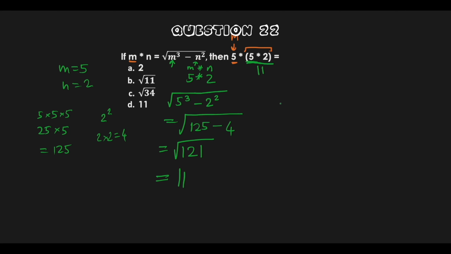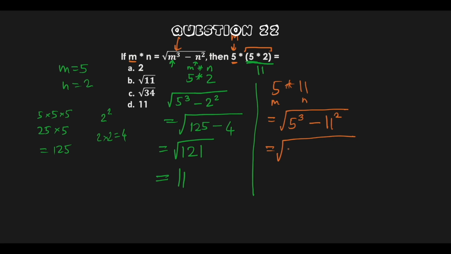It's not done. We have to use this equation again. Now we say 5 star 11. So the same concept, we're using this again. So this time m is 5 and n is 11. So replace this m here with 5. So it's going to be 5 to the power of 3, which we already know, minus 11 squared, because now 11 is n. So then we'll have the square root of 5 to the power 3, which is 125, take away 11 squared, which is 121. When we subtract that, we get the square root of 4, and the square root of 4 is 2.